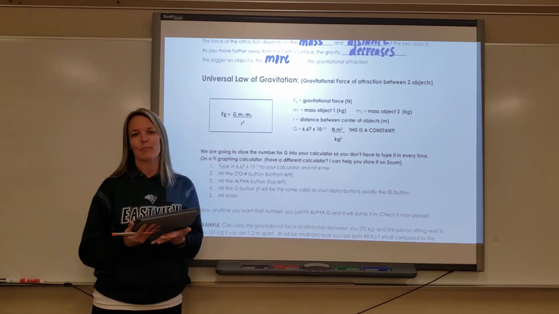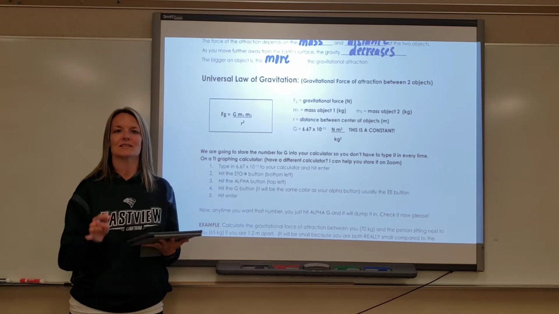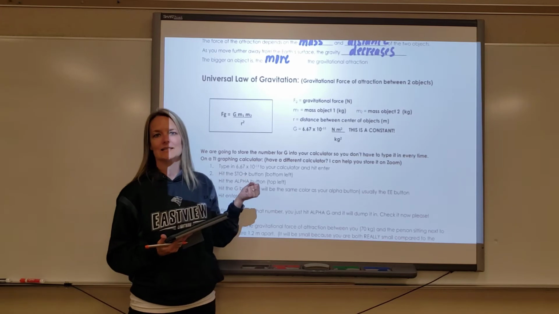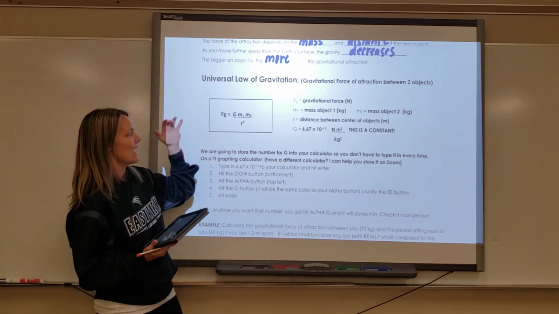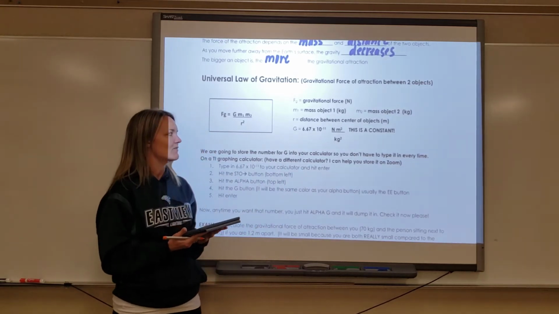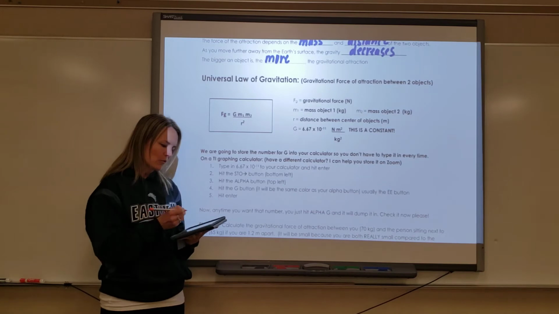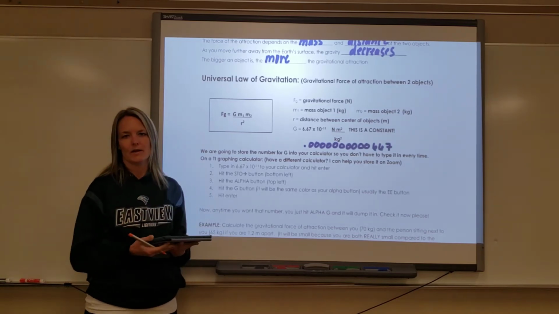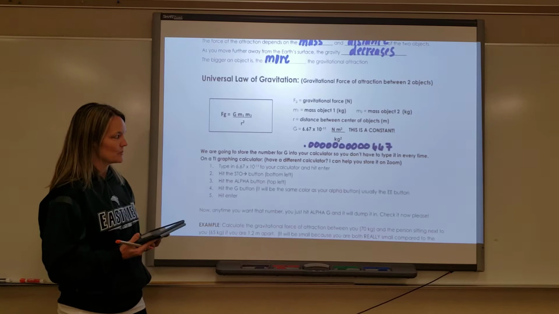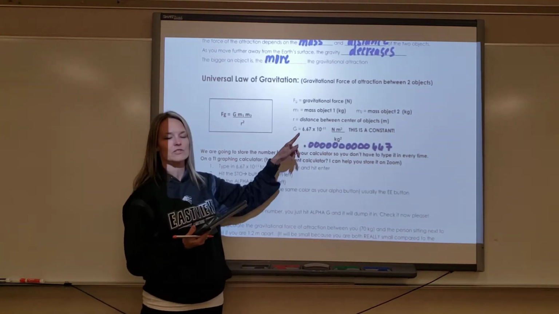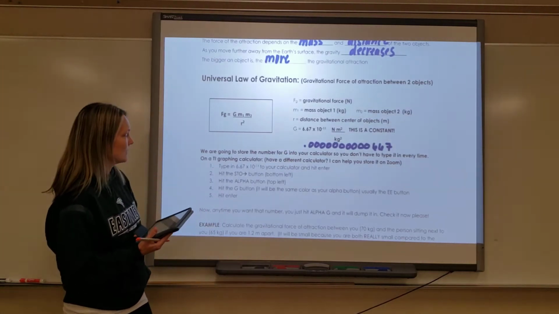This capital G right here is a constant. It is the same number every single time. Every time you see capital G, it is a tiny, tiny number. It's what makes the mass and the distance proportional to the force. It is 6.67 times 10 to the negative 11, which would be 1, 2, 3, 4, 5, 6, 7, 8, 9, 10 places, and it would be that number right there. Super small. It is a constant. Every single time you see capital G, you're going to type in this number. We're going to store it into your calculators in a moment.